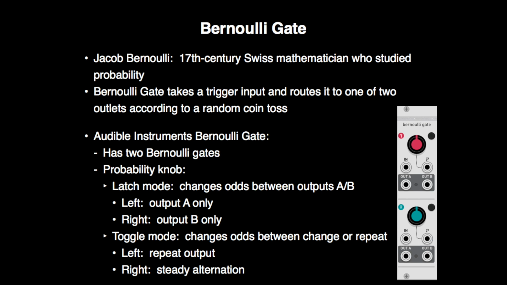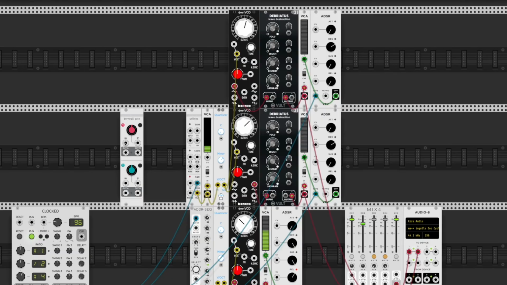So a Bernoulli gate takes a trigger input and routes it to one of two outputs according to a random coin toss. Basically, every time the Bernoulli gate gets a clock sent to its input, it's going to randomly send it out either A or B. It's effectively like tossing a coin. Heads, it comes out output A. Tails, it comes out output B.